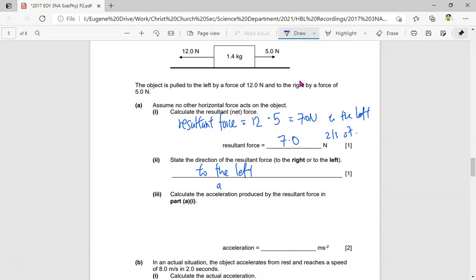So I want a, and I've got F. What's the formula linking F and a together? The answer is F equals ma. The resultant force is 7.0, the mass is 1.4, and I need to find the acceleration. So 7.0 divided by 1.4 equals a. Therefore, a is equal to 5.0 meters per second squared. Okay, so I say again, the answer is 5.0 meters per second squared.